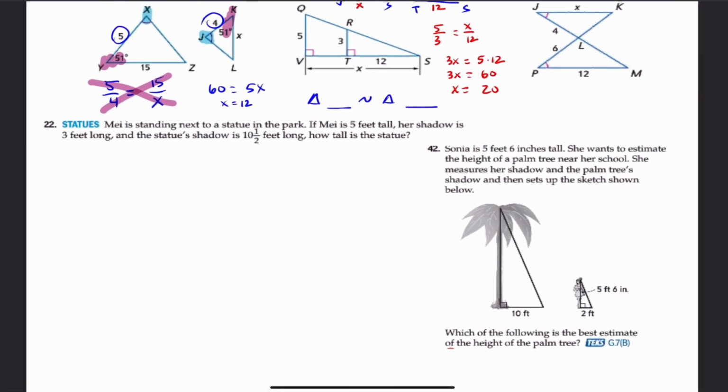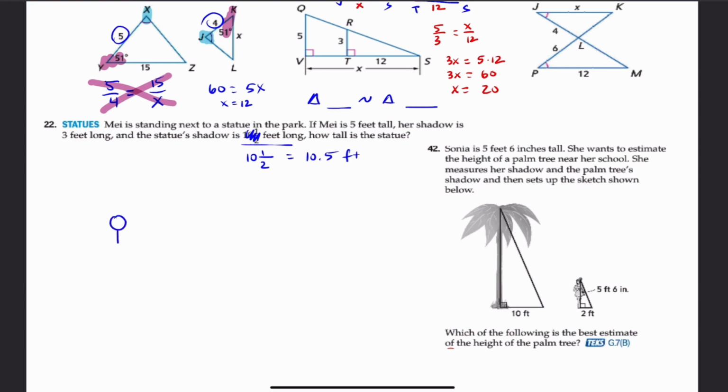22, we got a word problem here. May is standing next to a statue in the park. If May is 5 feet tall, her shadow is 3 feet long, and the statue's shadow is 10 1/2 feet long, how tall is the statue? So I want to point out that 10 1/2 is basically 10.5, because 1 divided by 2 is 0.5. So you don't need to worry about that anymore. So it's 10.5 feet long.